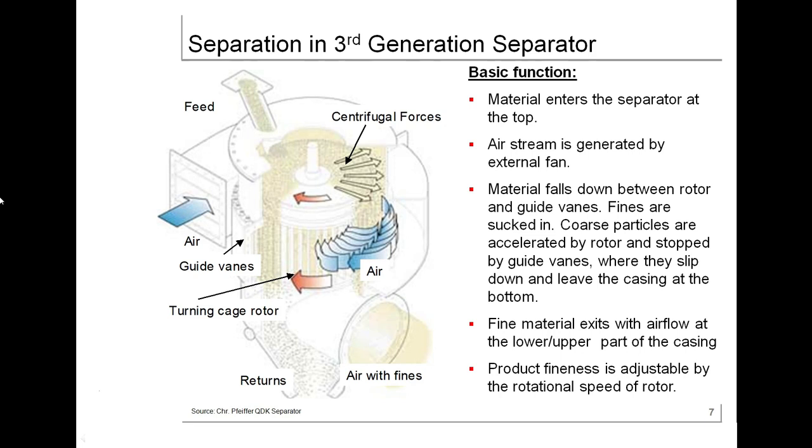Fourth point: fine material exits with the airflow at the lower or upper part of the casing. Product fineness is adjustable by the rotation speed of the rotor. You'll see a picture of the material flow: feed, centrifugal force, air guide vanes, turning edge rotor, returns, air with fines.